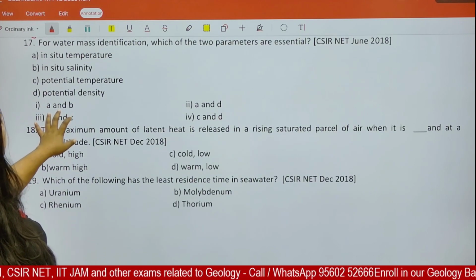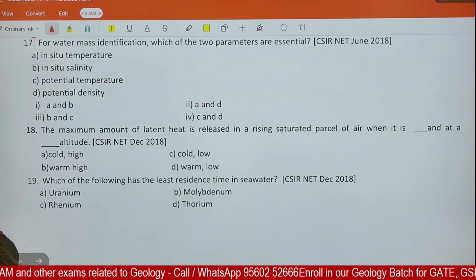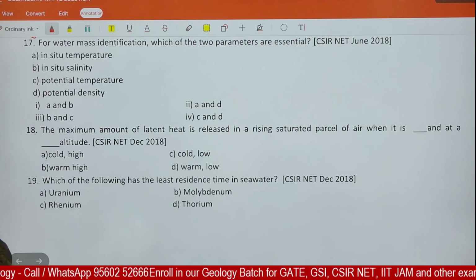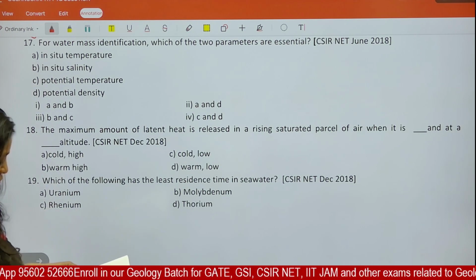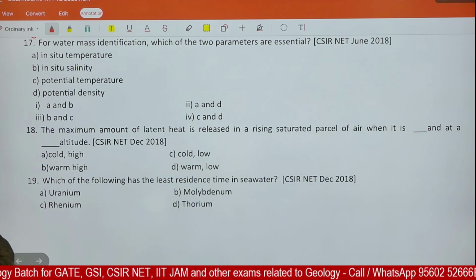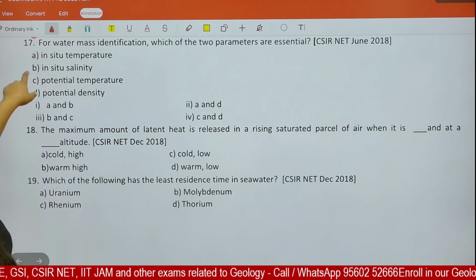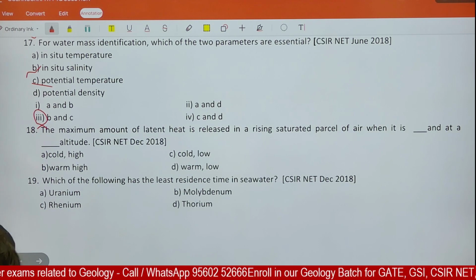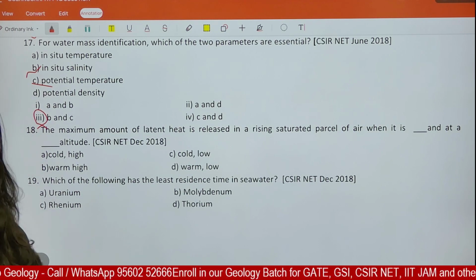Next one. For water mass identification, which of the following parameters are essential? In situ temperature, in situ salinity, potential temperature, potential density. The answer will be in situ salinity and potential temperature. So this will be option C. B and C are correct.